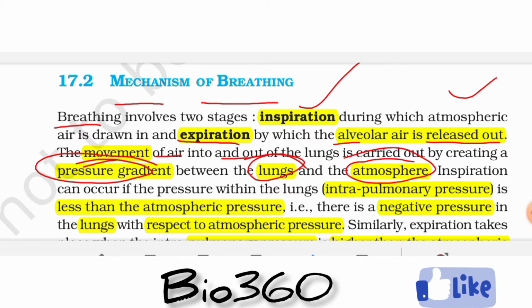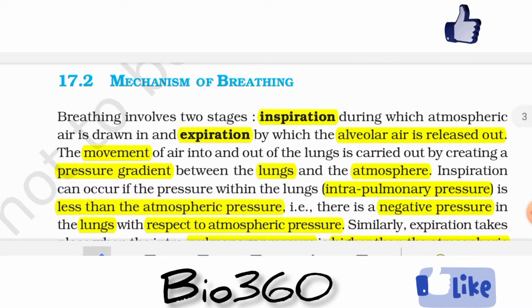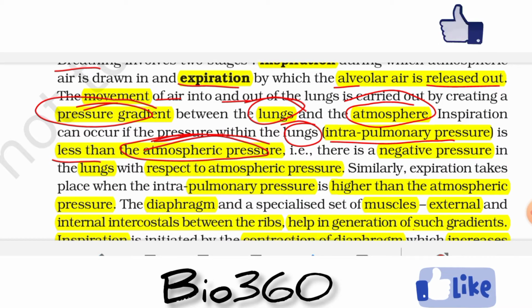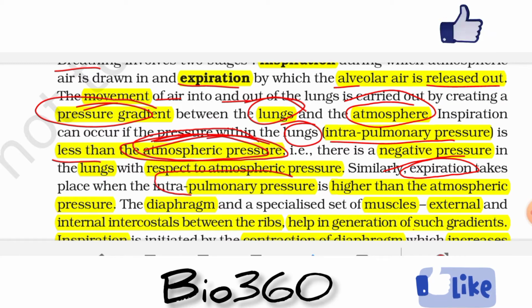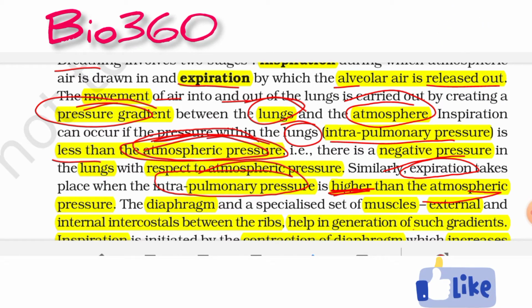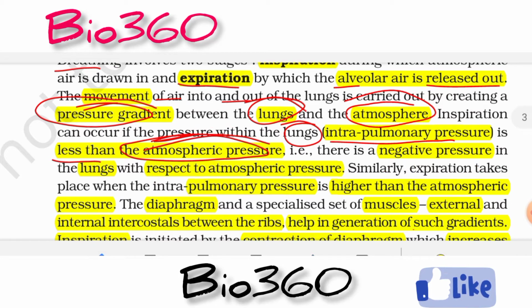Inspiration can occur because of the pressure gradient, that is, the lung pressure, known as intrapulmonary pressure, should be less than that of the atmospheric pressure. So there is a negative pressure or less pressure in the lungs when compared to atmospheric pressure. So it causes the air from the atmosphere to reach the lungs. Similarly, for expiration, the pressure in the lungs, that is intrapulmonary pressure, should be higher than that of the atmospheric pressure, which causes the expulsion of air from the lungs to the environment.